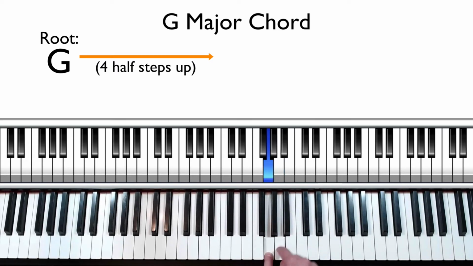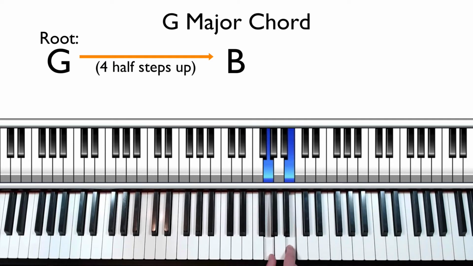1, 2, 3, 4. Just like that. You see, I didn't count G. I played G, but then I started counting with the next note up. 1, 2, 3, 4. And we have a B here. B is the next note up in a G chord.